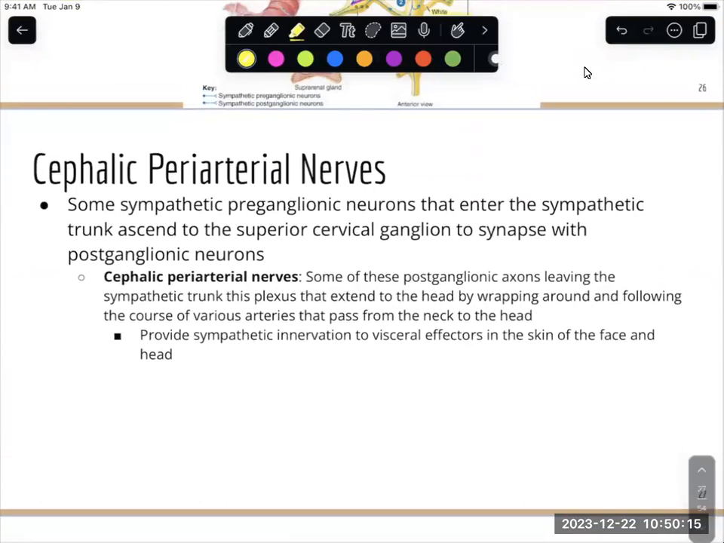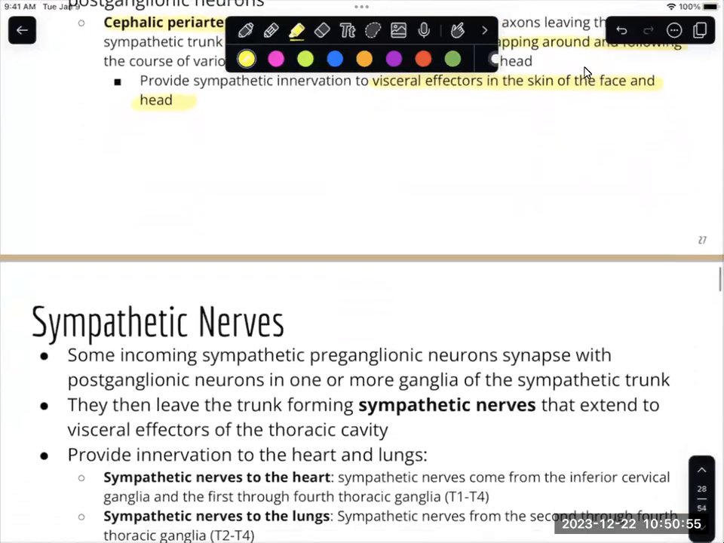So the cephalic para-arterial nerves, cephalic means head, if you remember from chapter 1. So they're going to leave that sympathetic trunk and they're going to go into the head. They're going to be visceral effectors of the skin of the face and the head, that's sympathetic. So the face, well, you sweat. A sympathetic response, we'll go through it in detail, but you get sweaty during a sympathetic response.